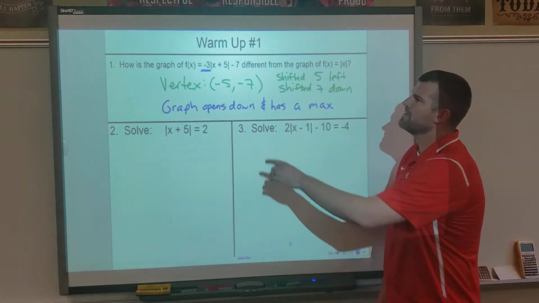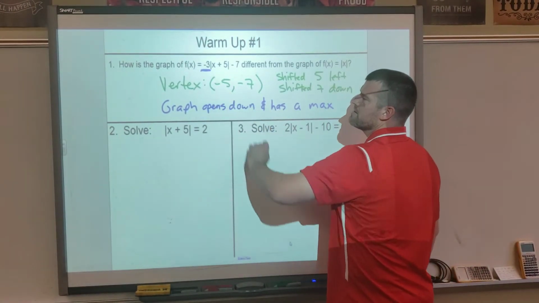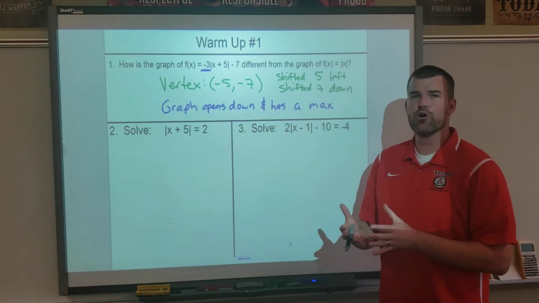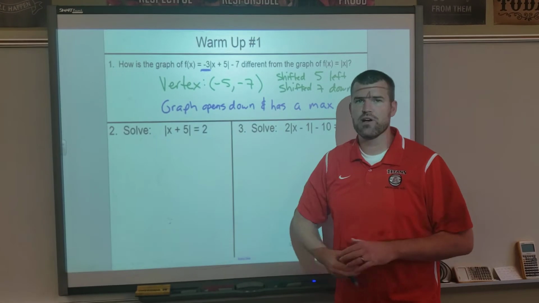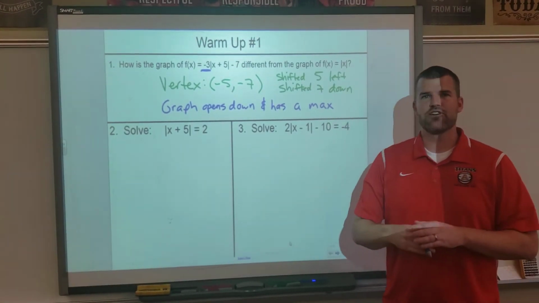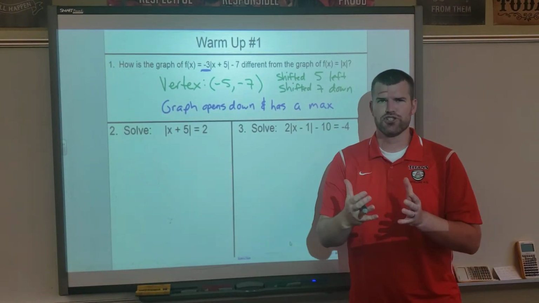And then finally, because we have a 3 right here, instead of going up 1 over 1 or down 1 over 1, we're going to go down 3 before we go over. So it'll also make your graph much narrower or stretched.